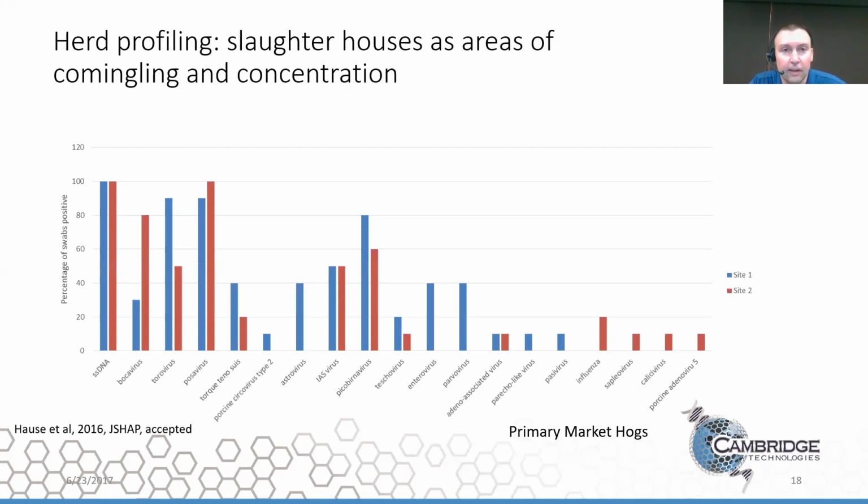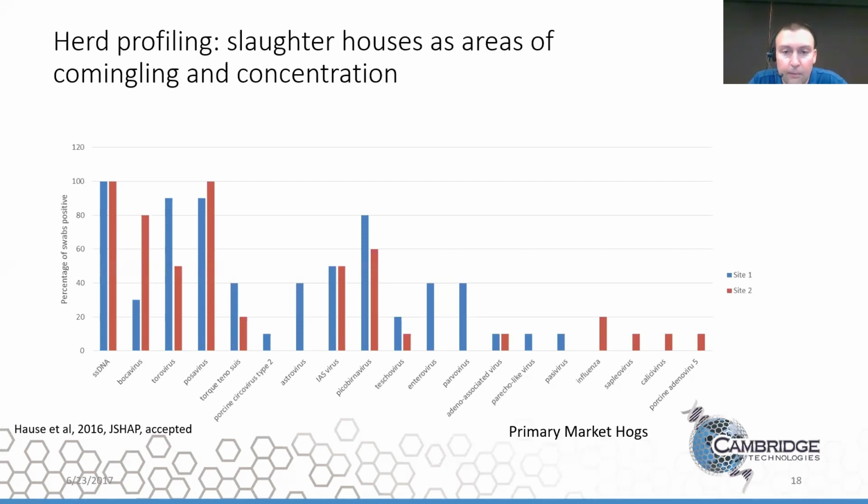This is another study where, again, we called it a virus profiling experiment, but it was really just to look at points of concentration for swine in North Carolina. Slaughterhouses in North Carolina are oftentimes located close to commercial nursery or finishing facilities, and a lot of times have shared transport.